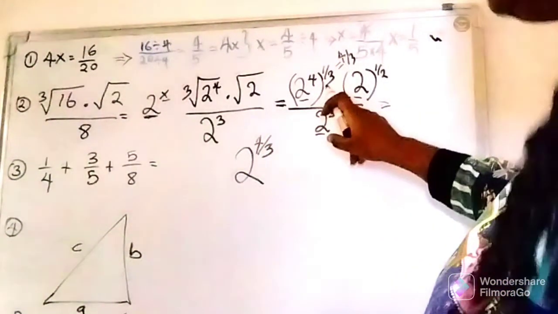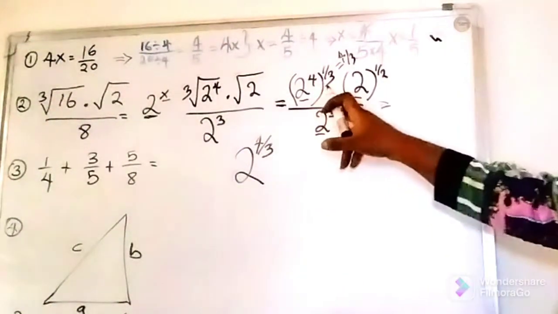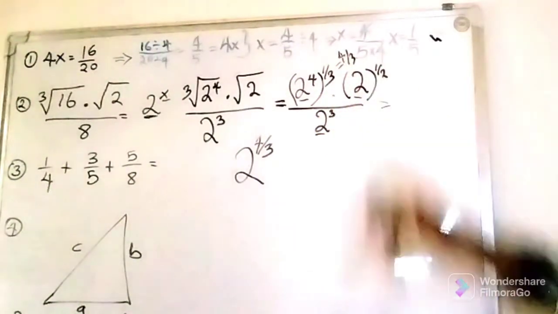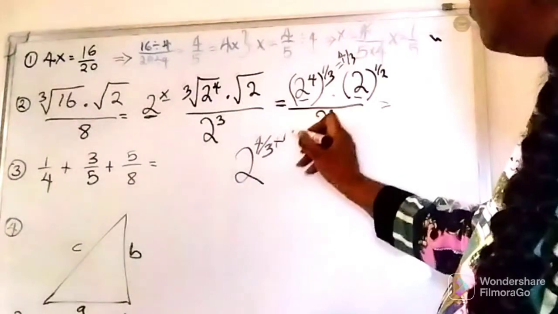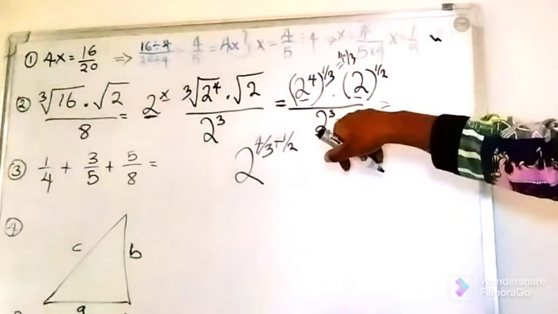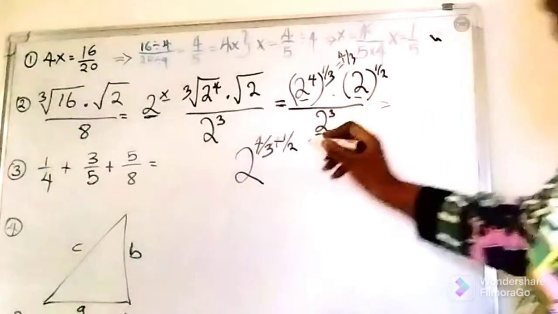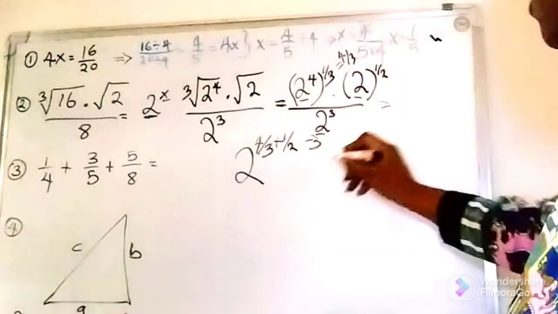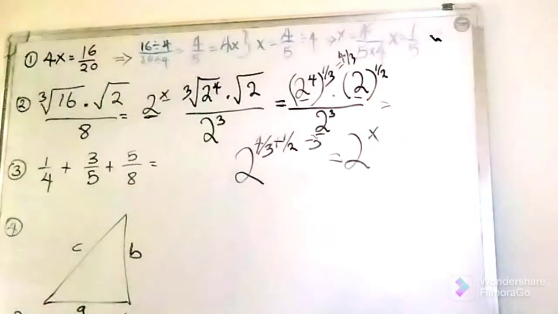This is multiplication. So if we employ the multiplication law, these 2 powers will be added. So we'll say plus 1 over 2. Now this is divided, right? So if we employ the division law, we'll have to subtract what? Subtract 3. Okay? Equal to 2 raised to power x.